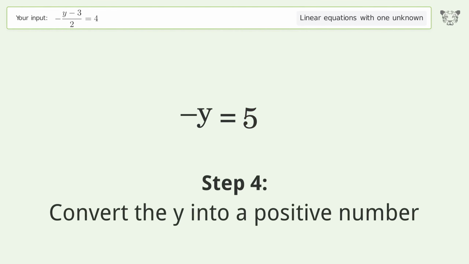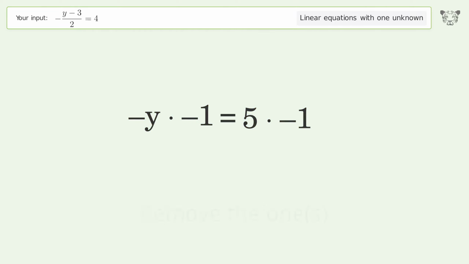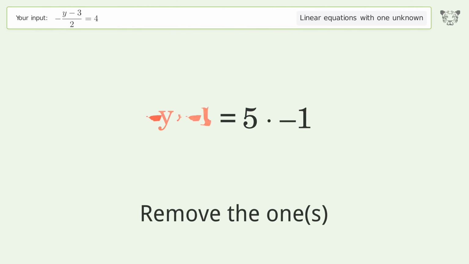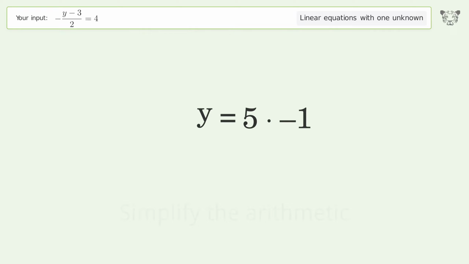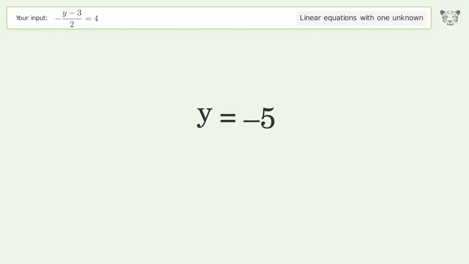Convert the y into a positive number. Multiply both sides by -1. Remove the ones. Simplify the arithmetic. And so the final result is y equals -5.